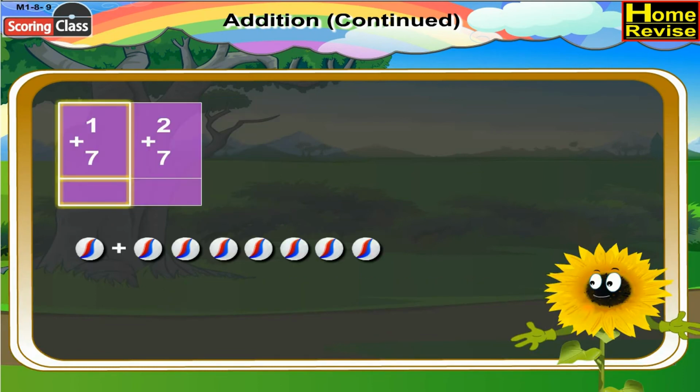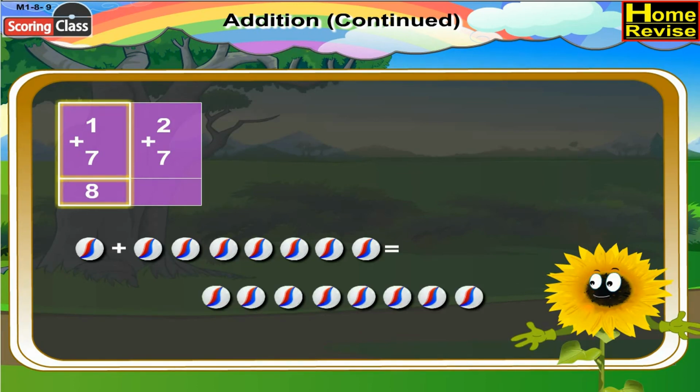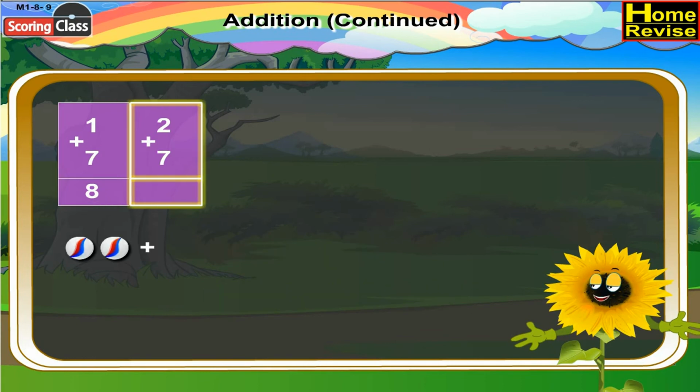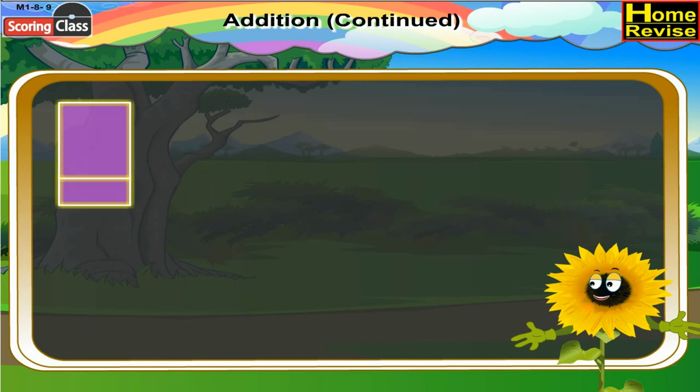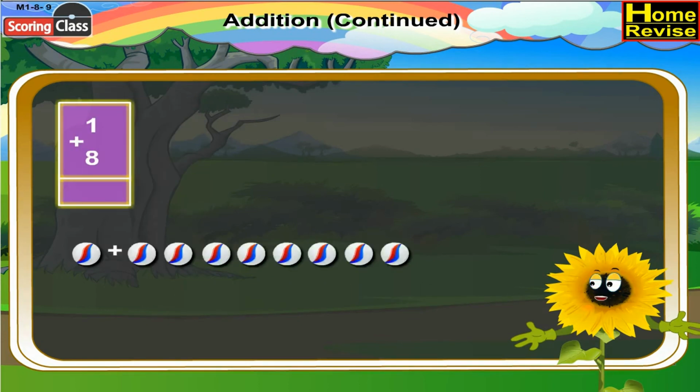If you have 1 marble and 7 more marbles are added to it, that would be 1 plus 7, 8 marbles. In case you have 2 marbles and 7 more marbles are added to it, that would be 2 plus 7, 9 marbles. If you have 1 marble and 8 more marbles are added to it, that would be 1 plus 8, 9 marbles.